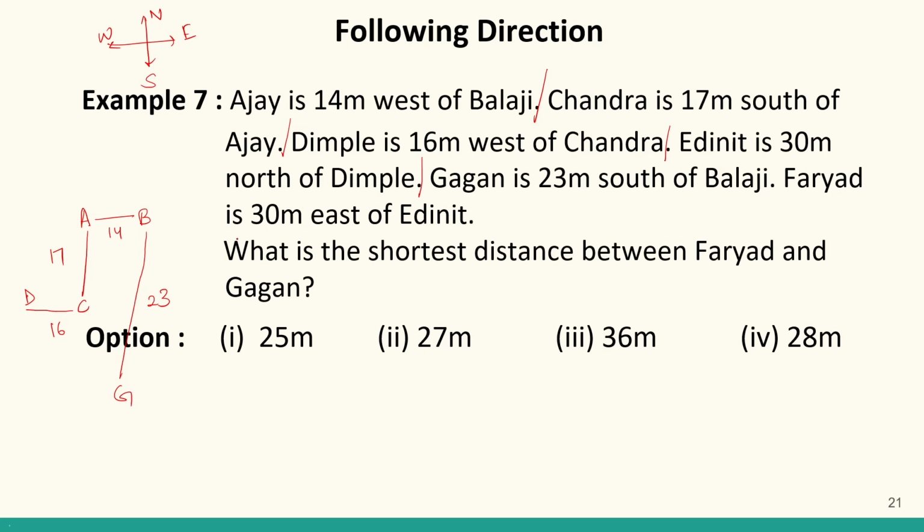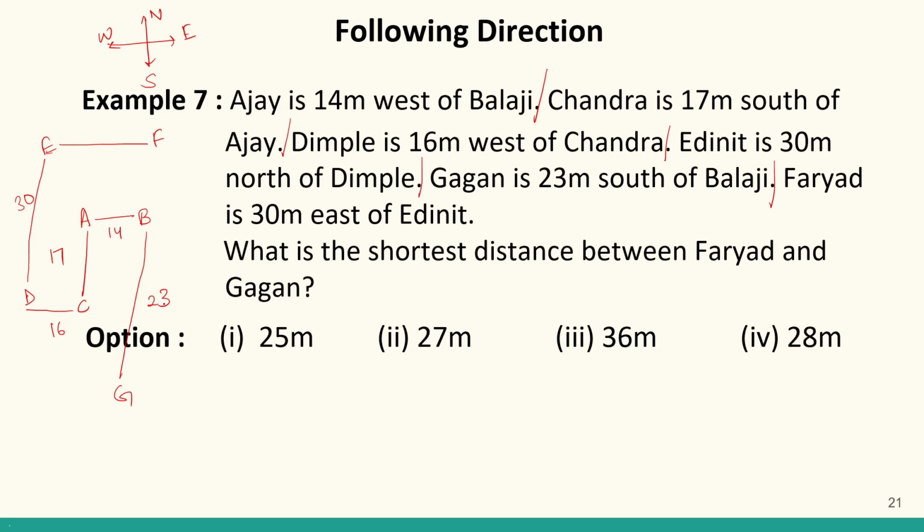Right. And Faryad is 30 meter east of Edeneth. Edeneth is 30 meter north of Dimple. Gagan is 23 meters south of Balaji. Faryad is 30 meter east of Edeneth. So 30 meter east of Edeneth will give me here 16 plus 14. This is 16, this is 14. I'll get it above point F.